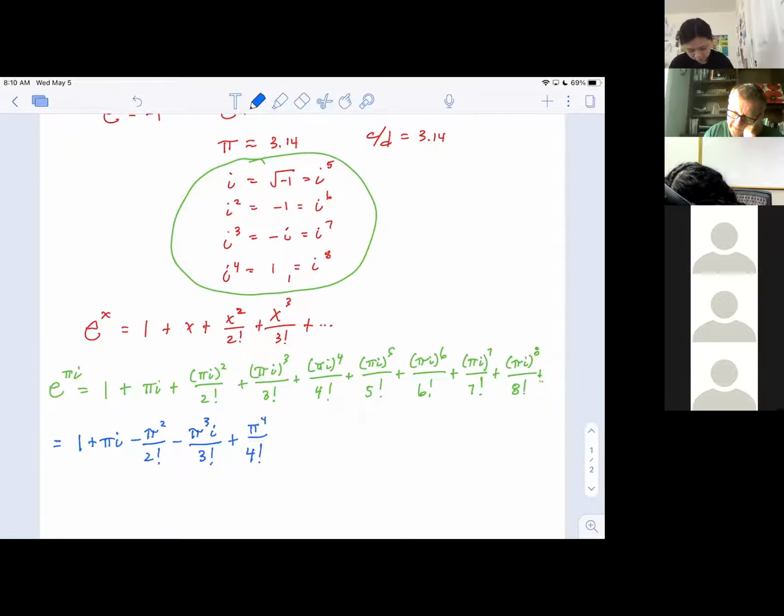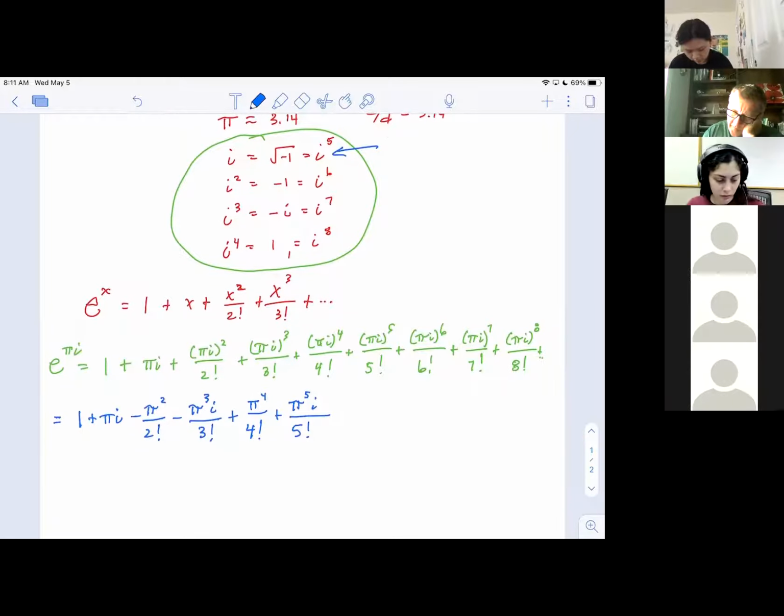And then i to the 5th, I'm looking back up here. i to the 5th was the same as i. So that means the next term would be pi to the 5th, but then just i. I can replace i to the 5th with i. It's the same exact thing. And then i to the 6th, we said, was actually the same as -1. There's no i at all. So pi i to the 6th is just gone, except it creates a negative sign. And so I have pi to the 6th, but then no i at all. That's kind of fun. And then i to the 7th is the same as -i. So that creates a -i, but then there's a pi to the 7th.